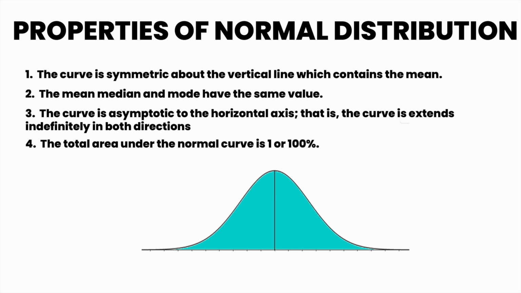Number 4, the total area under the normal curve is 1 or 100%. That means on the right part, we have exactly 50%, and from the left part, we also have 50%. Why? Because from property number 1, the curve is symmetric about the vertical line which contains the mean. So whatever happens to the right part will also be the case on the left side.